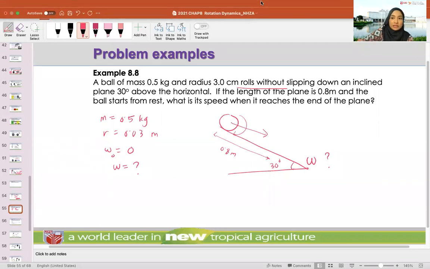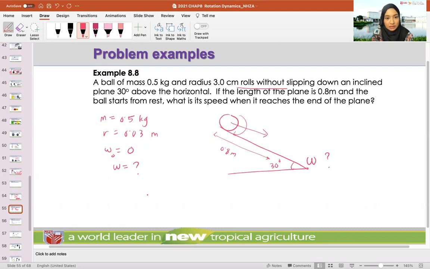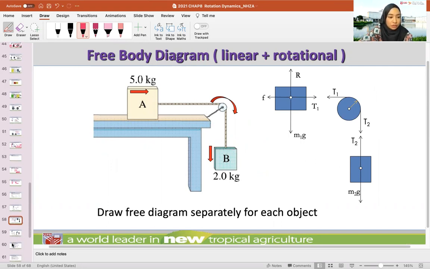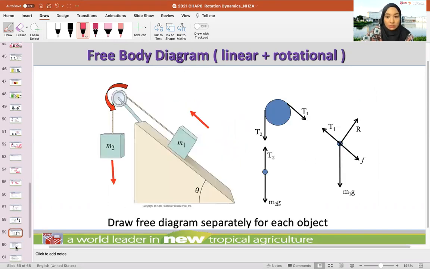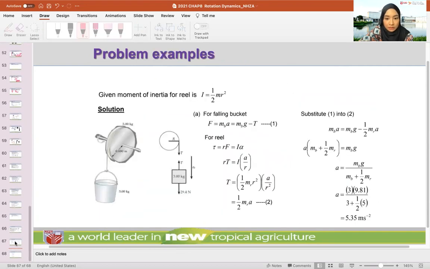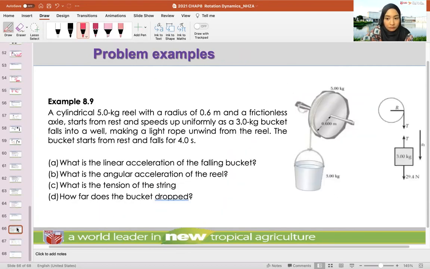Okay, let's continue last class because I'm also tired. Let's continue at this example 8.8. And kita akan sambung free body diagram of linear and rotational yang bergerak. So yang tu susah sikit. So I want to take some time on this. Apa lagi yang penting kat sini? This is the bucket starts from rest and falls. Okay, so let's continue next class.